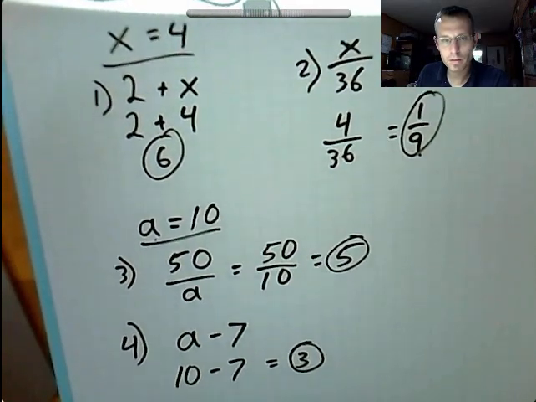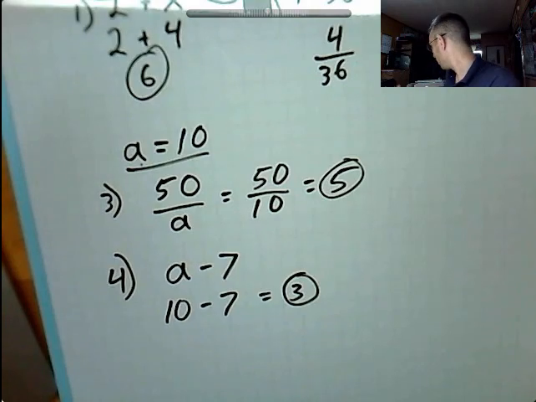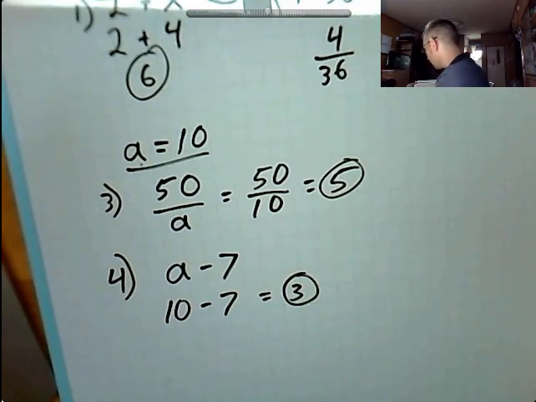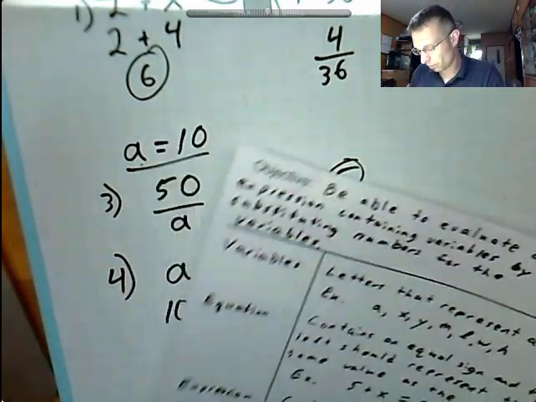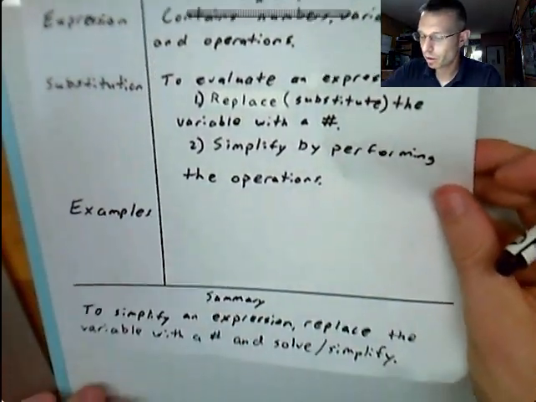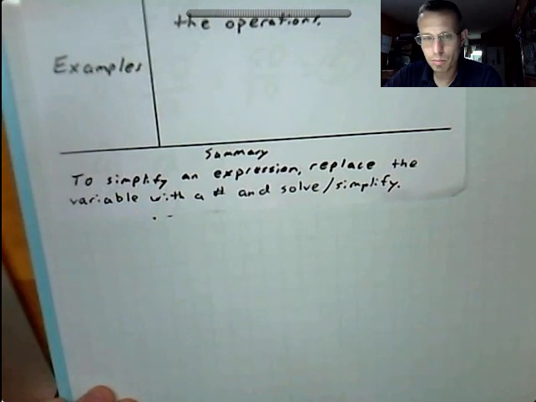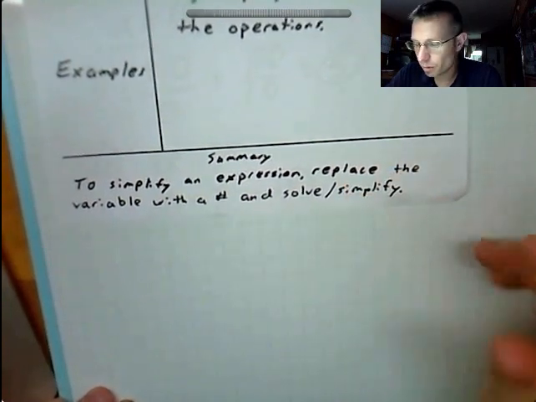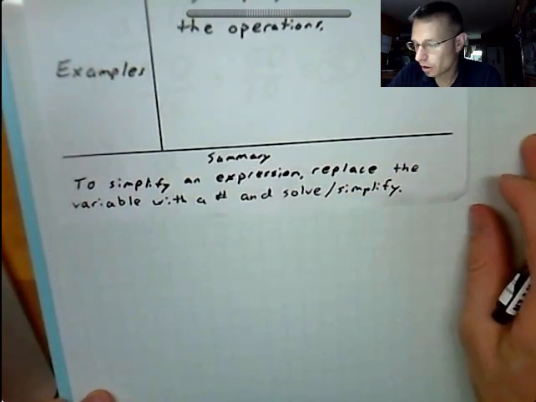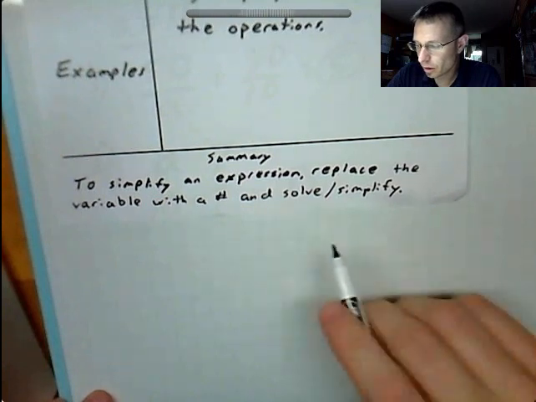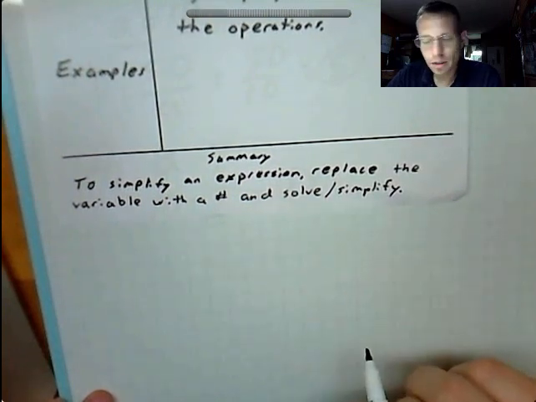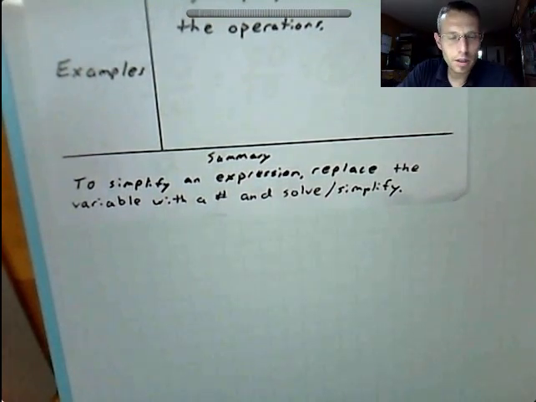Show them one more time. And so what can we conclude from this lesson? Well, to summarize, to simplify an expression, you simply replace the variable with a number and solve and simplify. So that's all there is to it.